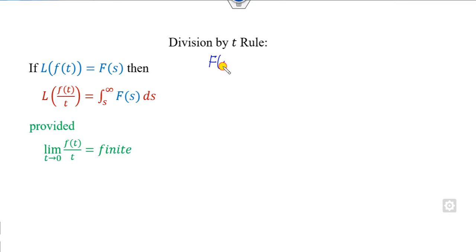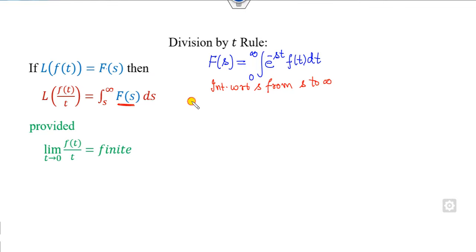Start from F(s). What is the definition of F(s)? It's the integral from 0 to infinity of e raised to power minus st f(t) dt. Now look at the right hand side. I need an integration of this, so I can integrate with respect to s, with the limit from s to infinity. So the left hand side is the integral from s to infinity of F(s) ds.